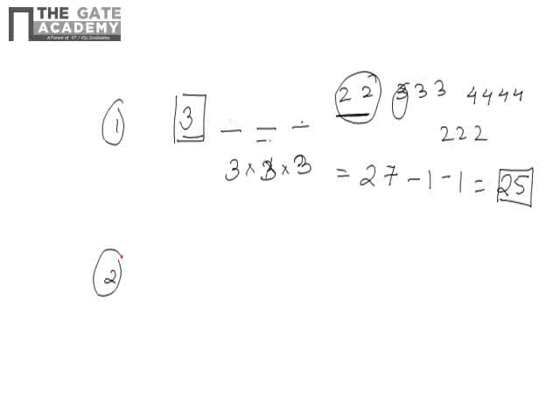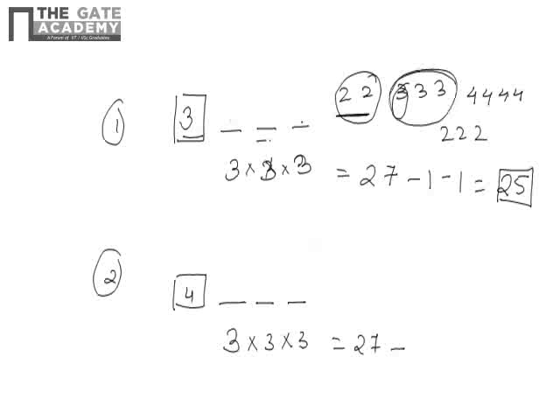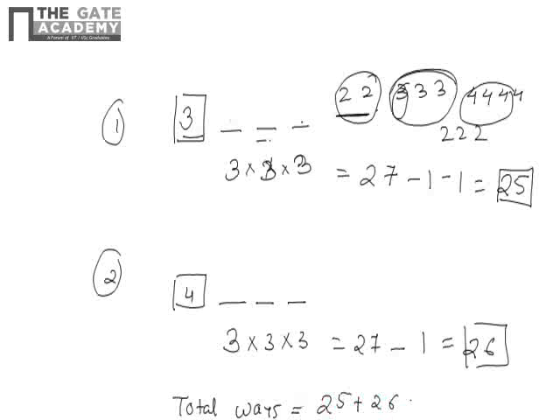In the second case, where I'm starting with 4, there are 3 places. Again 3 into 3 into 3 is equal to 27. But here I can use 3 3 3, these 4, but I cannot use 2 2 2 over here. So I'll have to subtract, that is 26. So total ways is equal to 25 plus 26, that is 51.